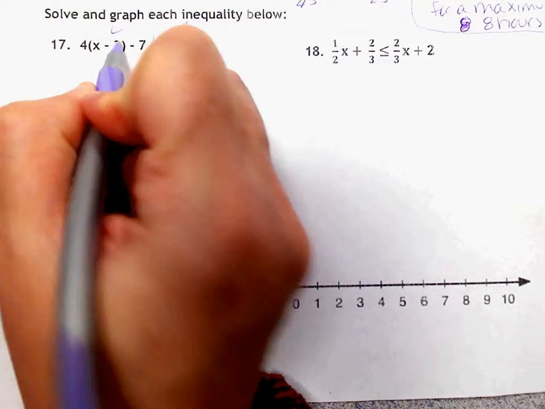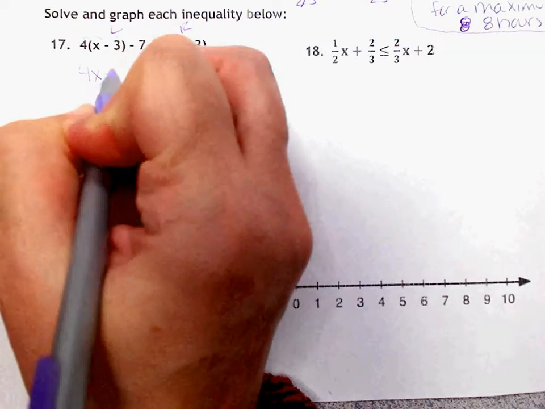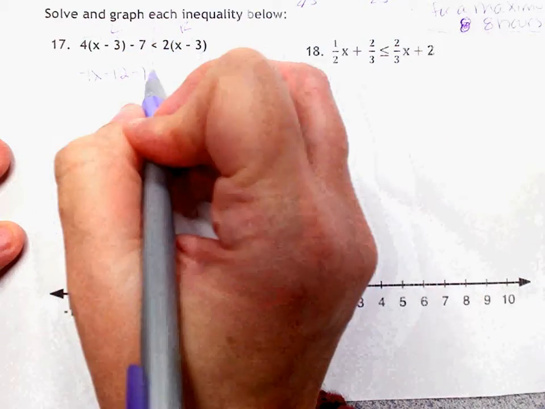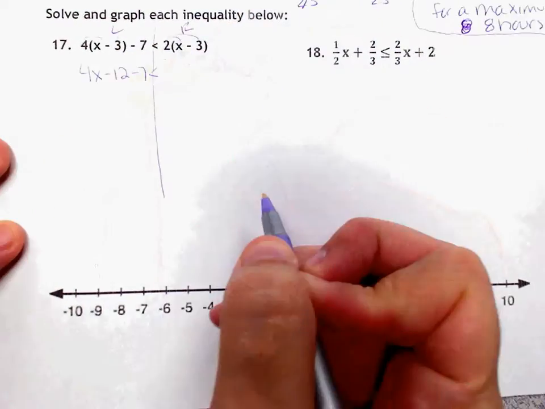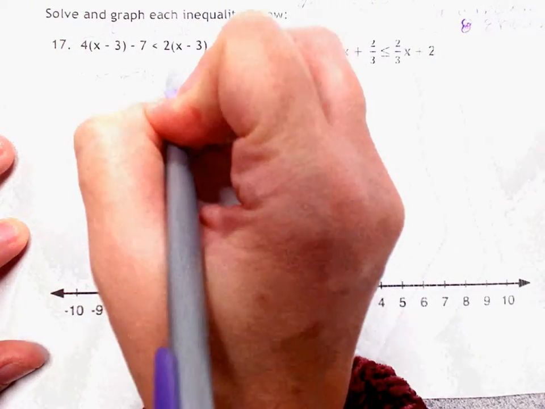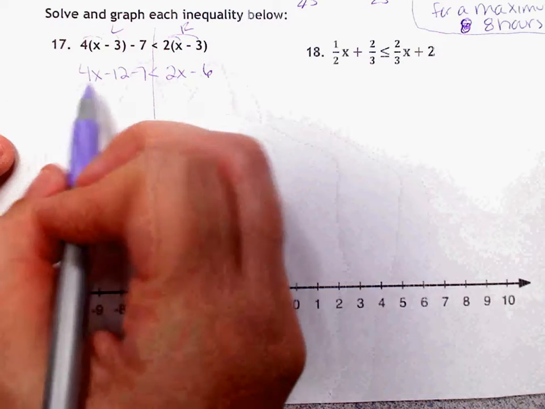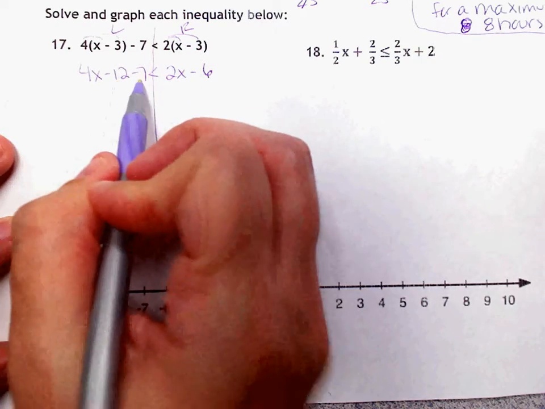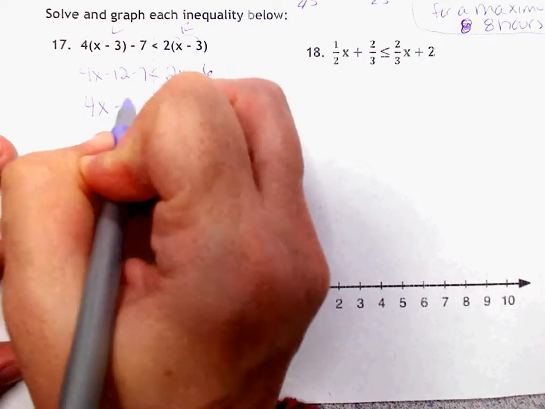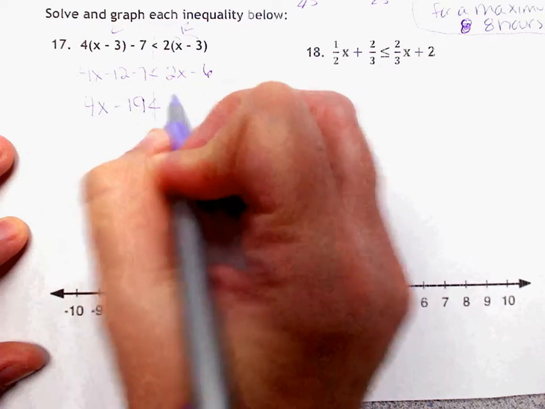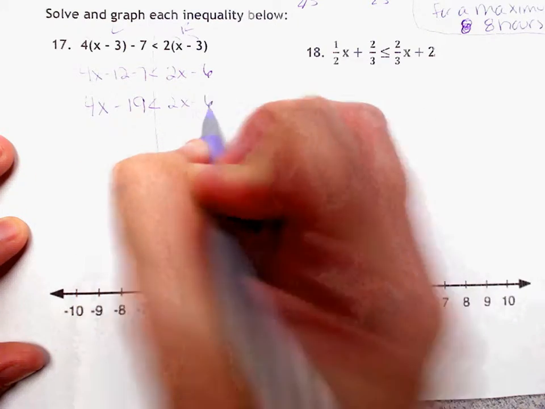So we distribute, that gives us 4x minus 12 minus 7 is less than, and we distribute over here, you get 2x minus 6. So then we combine like terms. Over here we can combine the negative 12 and the negative 7. So that gives me negative 19. Over here there's nothing to combine.